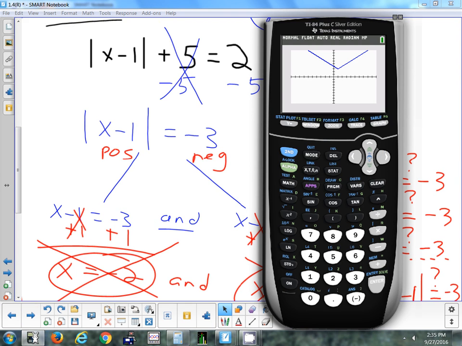So sometimes we'll look at graphs. We are going to do this later in the year. I think we're going to look at the graphs of these absolute values. But for today, I just wanted you to see that V shape.